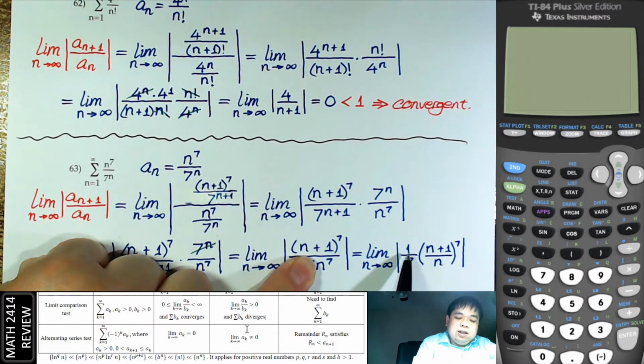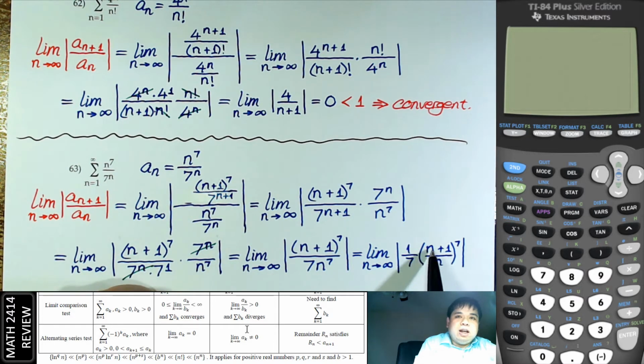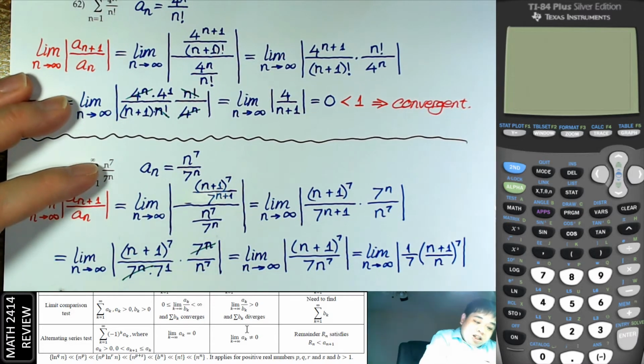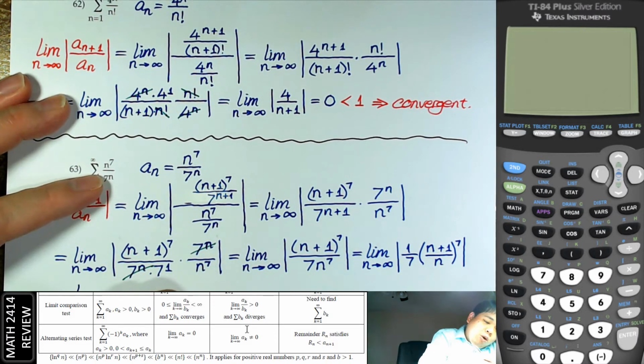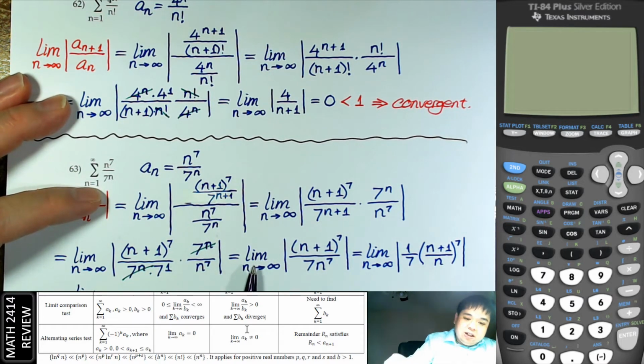And so the 1 over 7 and the n plus 1 to the n. Once again, when n goes to infinity, n plus 1 is about the same as n. Both of them are infinity. But of course, if we want to write even more details, by the way, 1 over 7 is a constant. We can take it outside of the limit.